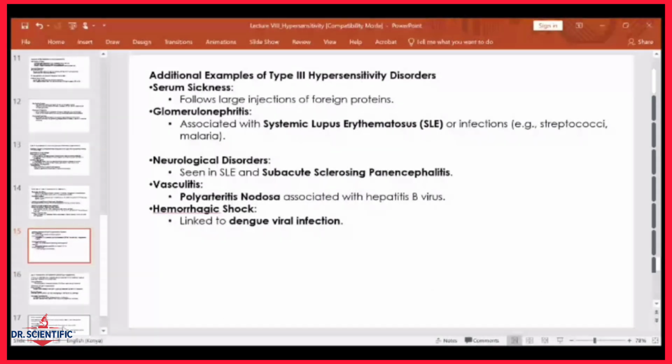So other diseases that are related to type 3 hypersensitivity are serum sickness, glomerulonephritis, and some neurological conditions like SLE. SLE, of course, is an autoimmune disease. Vasculitis, especially in individuals with hepatitis B. Hemorrhagic shock for people who have dengue fever. It's just as a result of the immune complexes forming. And once the immune complexes form, that is the antibody reaction, inflammatory responses are going to take place at the site, and that causes damage.